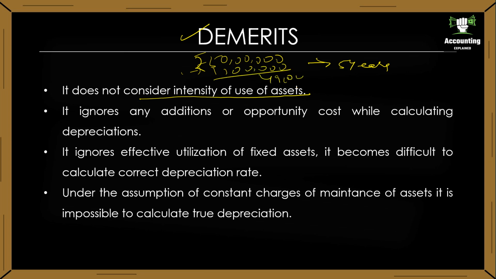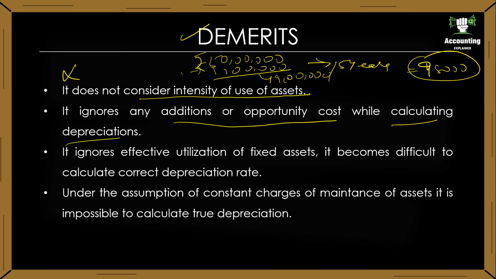Then the depreciation that will be charged every year will be 49 lakhs divided by 5 years, which is 98,000. However, the truck might be used intensively during the first 2 years and less frequently in the subsequent years due to reduced delivery demands. The straight line method fails to reflect this varying usage pattern. It ignores any additions or opportunity cost while calculating the depreciation.